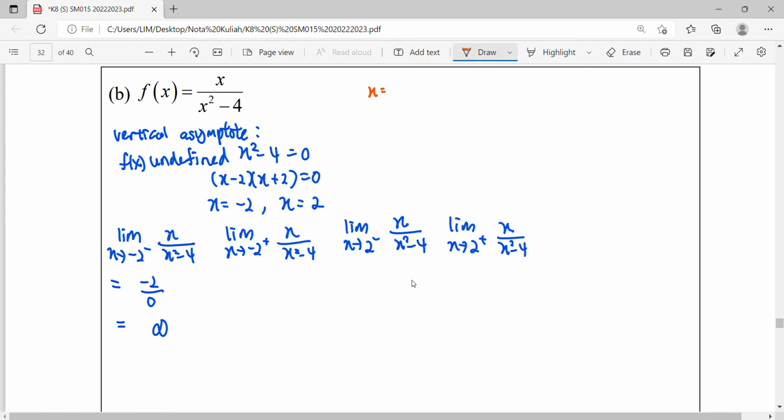x equals to negative 2 from the left hand side, there will be more negative. So it will be giving you a positive 0.00 something in the denominator. Correct? So negative over positive? Negative.